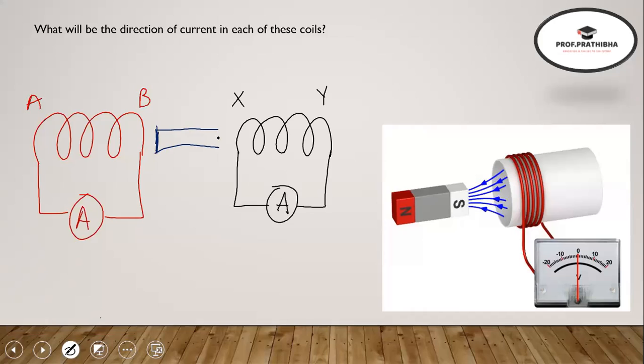There is a magnet here, and this is north of the magnet and this is south of the magnet, and this is coming towards like this. So a magnet is moved in a direction which is indicated by an arrow between the coils AB and XY. Can you tell me what is the direction of current in both the coils? दोनों कॉइल्स में जो करंट फ्लो होगा वो किस नेचर का होगा, उसकी डायरेक्शन क्या होगी?